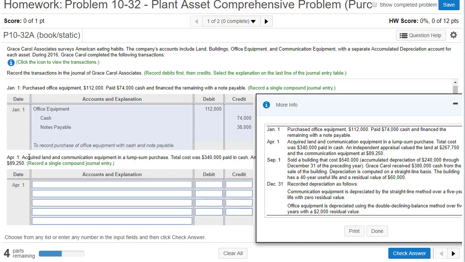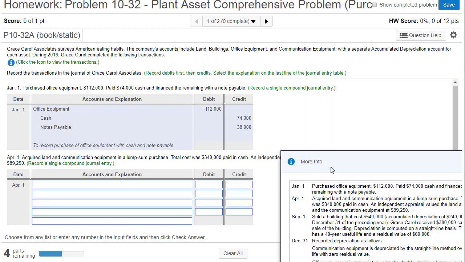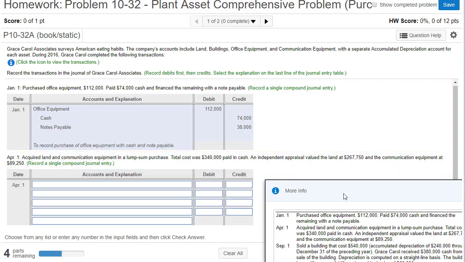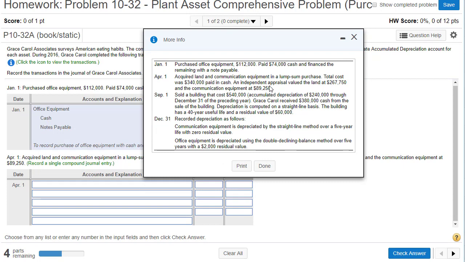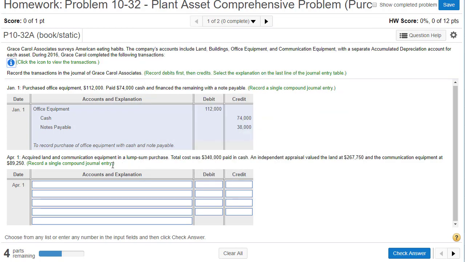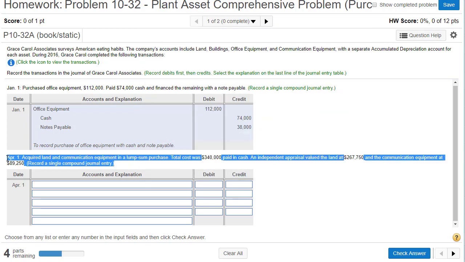All right, April 1st, we acquired land and communication equipment in a lump sum purchase. Total cost was $340,000 paid in cash. An independent appraisal valued the land at $267,750 and the communication equipment at $89,250. Record a single compound journal entry. All right, so let's close this box now because I don't see any extra information that we don't have right here.